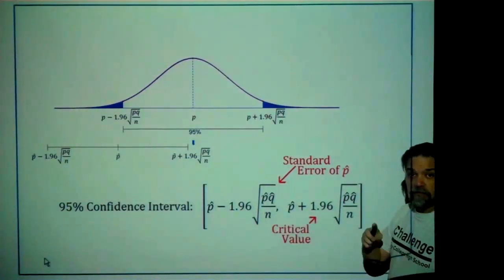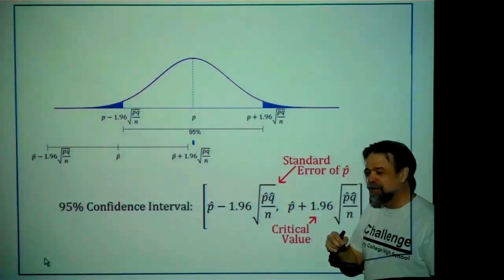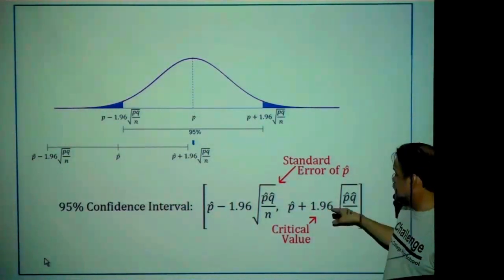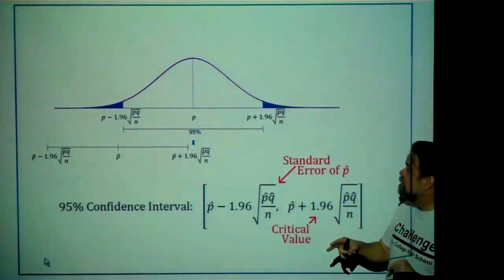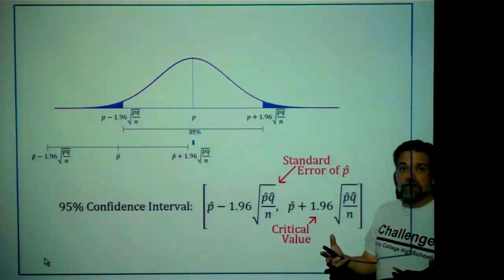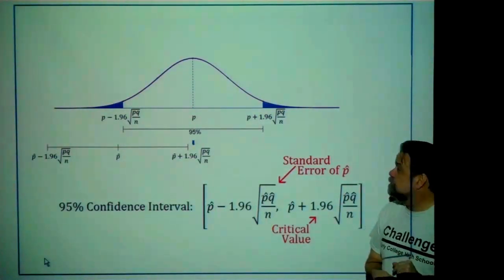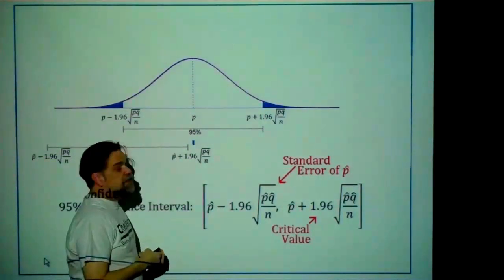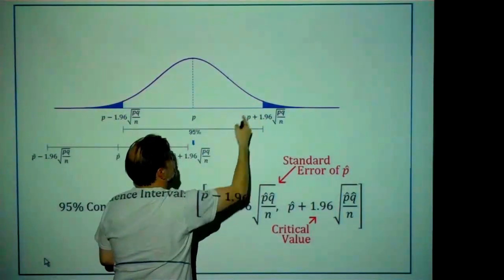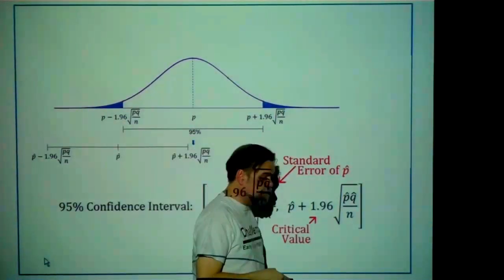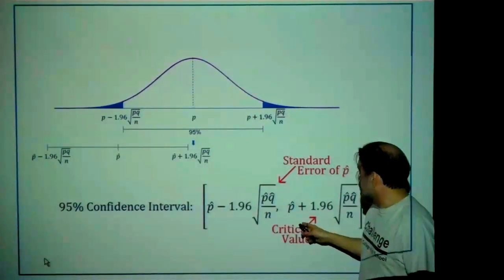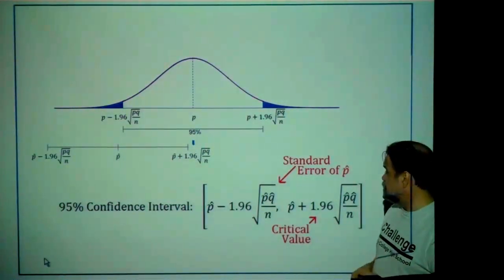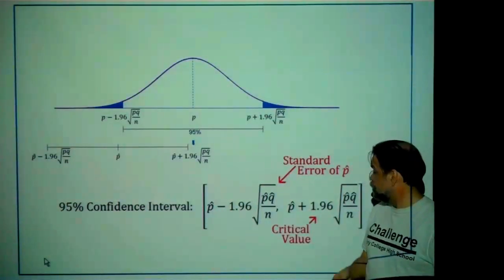I also want to mention another vocabulary word here, and that is this number here, 1.96. That's the critical value, okay? Now, 1.96 is completely dependent upon the confidence level that we chose. We said we wanted a 95% confidence interval, and we said that 95% of our data in a normal distribution is within 1.96 standard deviations of the mean. That's where that 1.96 came from. So that just means this is the number we're going to use whenever we're doing a 95% confidence interval. If we're doing a 90% confidence interval, it's going to be different.